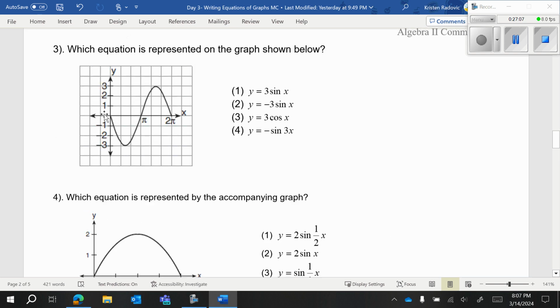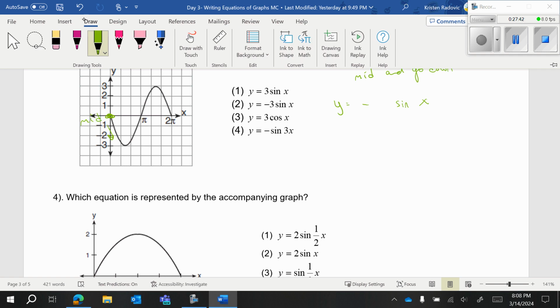We might do these two and then call it a day. Which equation is represented on the graph shown below? This graph starts at the middle and goes down. Start at middle, and go down. This is going to be y equals negative sine of x, because you're starting at the middle and you're going downwards.